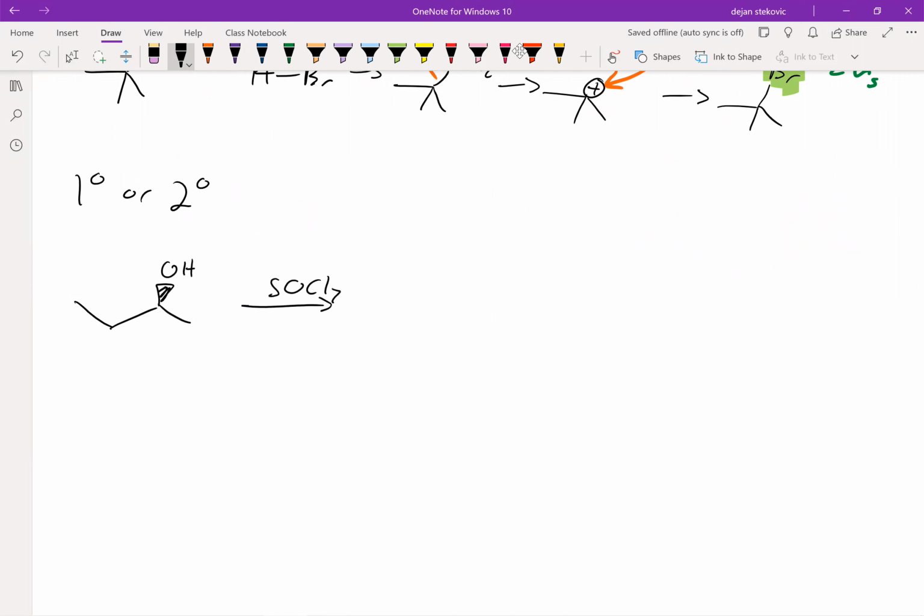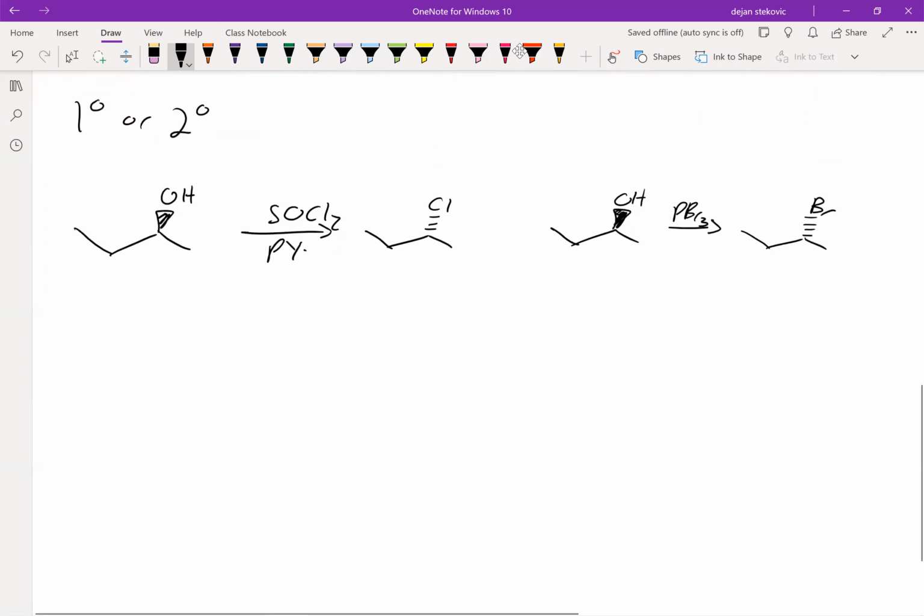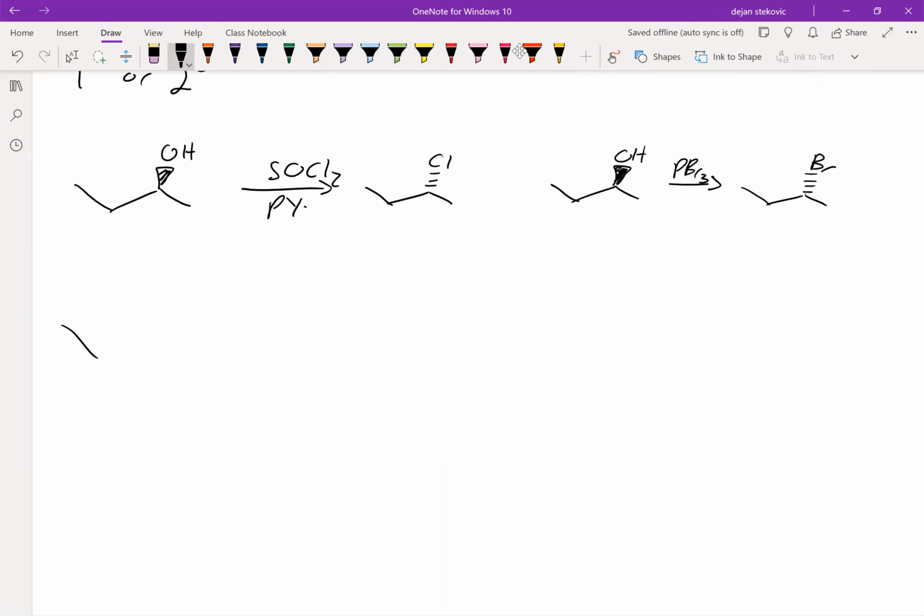So for example, SOCl2 with pyridine will switch the alcohol into a chloride, as well as inverting the stereochemistry. And a similar scenario with PBr3: we're going to switch the alcohol for a bromine and invert the stereochemistry. So here's the mechanism for both of these. Overall, they're relatively similar.